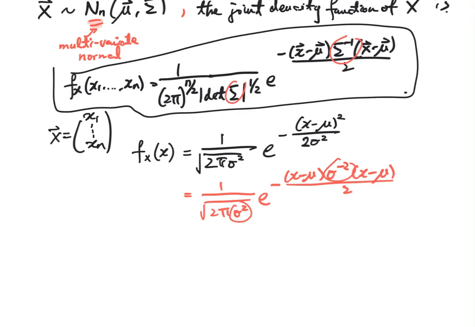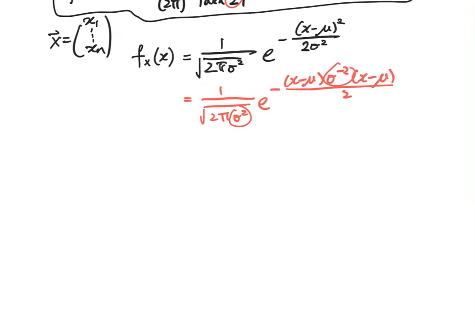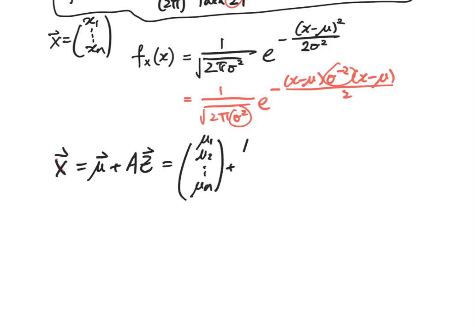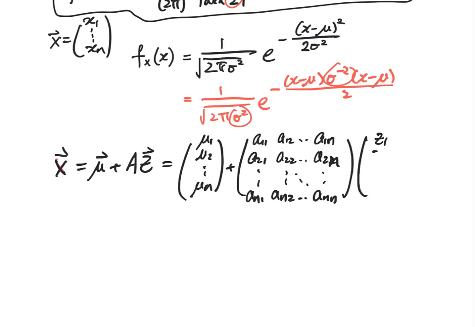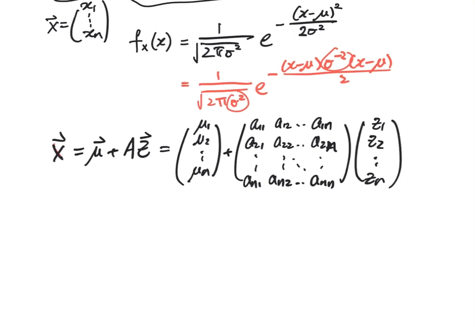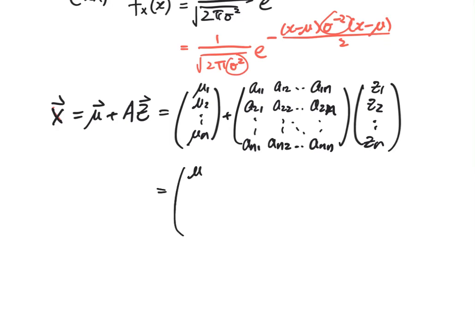Okay, so the idea is something like that. Remember by definition, this random variable S can be written as mu plus AZ, right? Isn't it? And then which is equal to what? mu1, mu2, up to mu(n), and then plus the matrix with entries a11, a12, up to a1n, a21, a22, up to a2n, down to an1, an2, up to ann, and times this vector, right? Then of course you can also write that as mu1 plus a11 z1 plus a12 z2 and so on up to a1n zn.